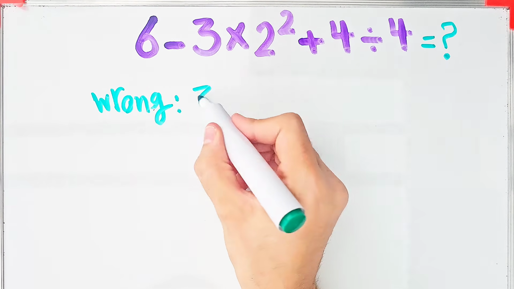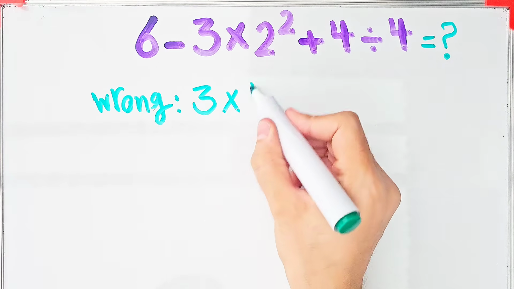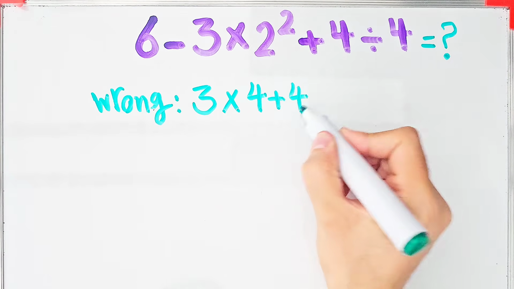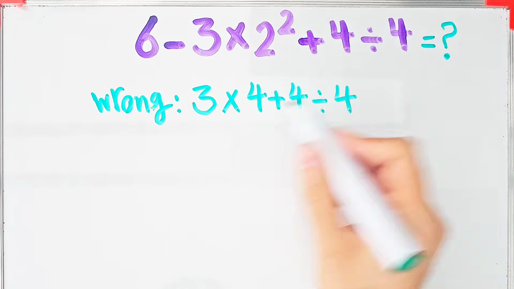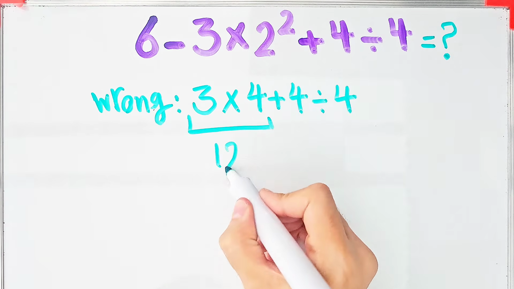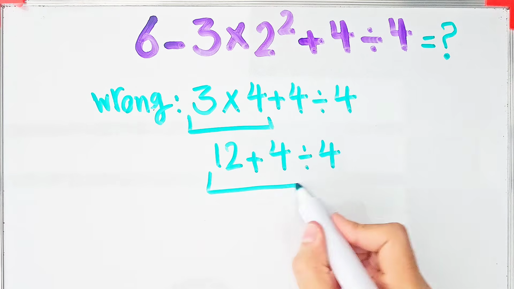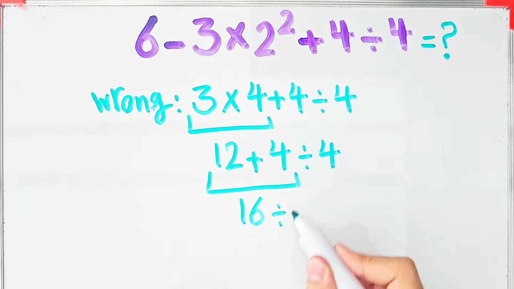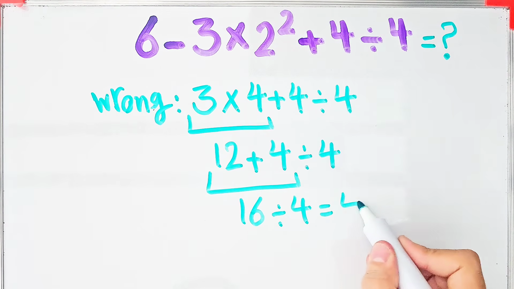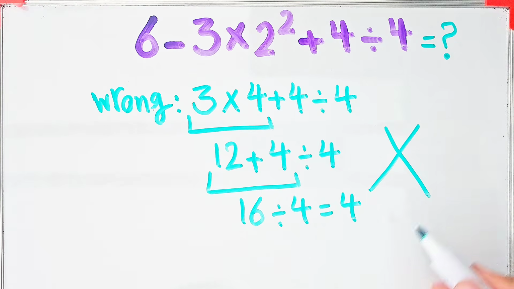6 minus 3 equals 3. 3 times 4, then plus 4, then divided by 4. 3 times 4 equals 12. 12 plus 4, then divided by 4. 12 plus 4 equals 16, and 16 divided by 4 equals 4. But this answer is definitely wrong.